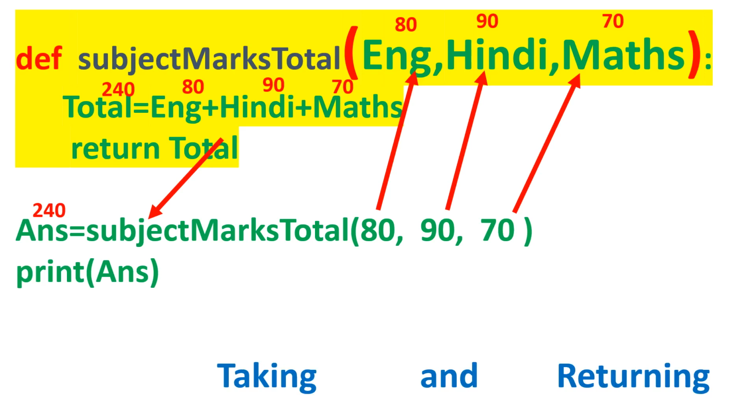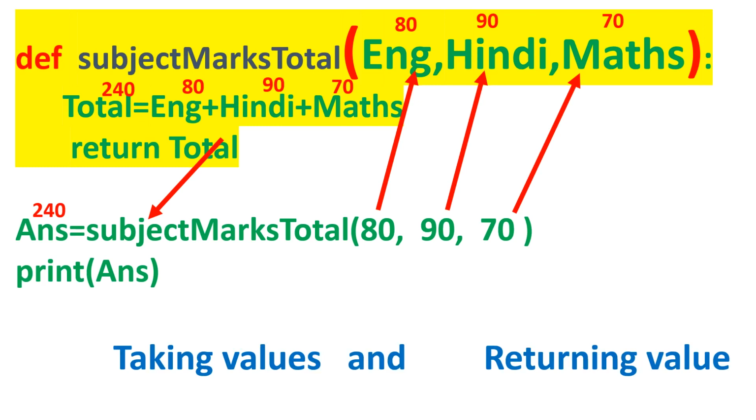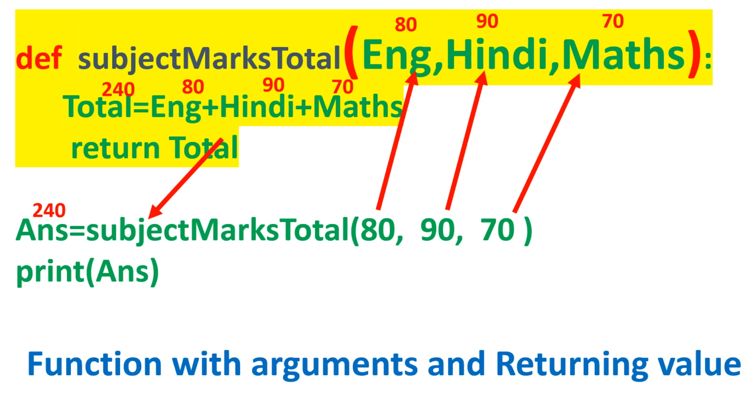So its category is taking and returning. This function takes values and returns a value. So its category is taking and returning. Taking values and returning a single value. A function always returns a single value. So this function is of the category function with arguments and return value. So you have learnt its category. You have understood its type of category. So its category is function with arguments and return value.